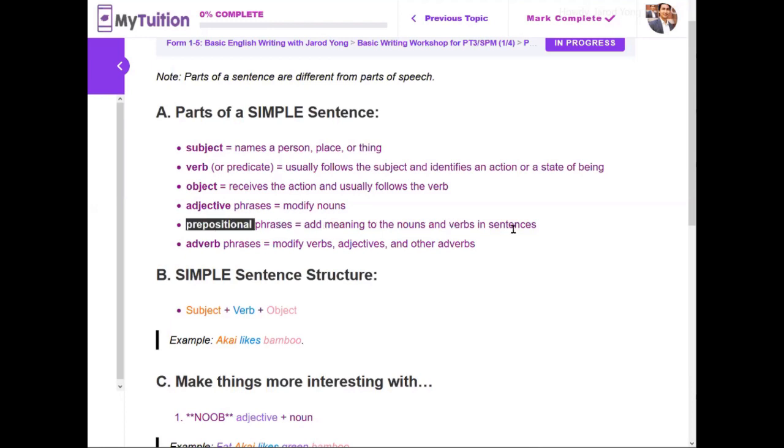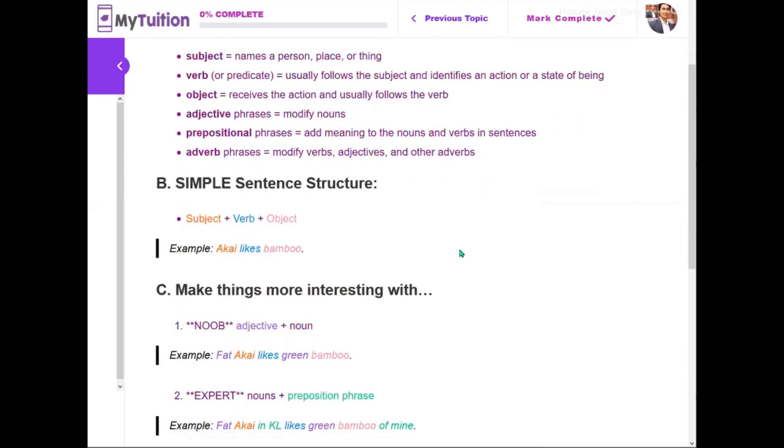Okay, these are kind of technical, but I will show you examples later on. Adverb phrases modify verbs, adjectives, and other adverbs. So I'll show you some examples below.